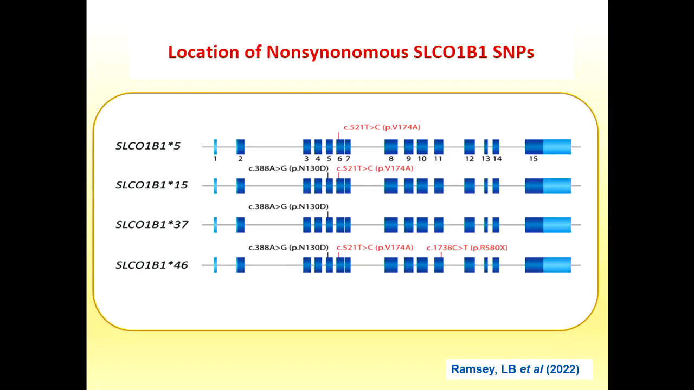Okay, so here we can see these common non-synonymous SNPs that occur at this SLCO1B1 locus, and they involve these different combinations of these 521 alleles and the other allele at this other site.